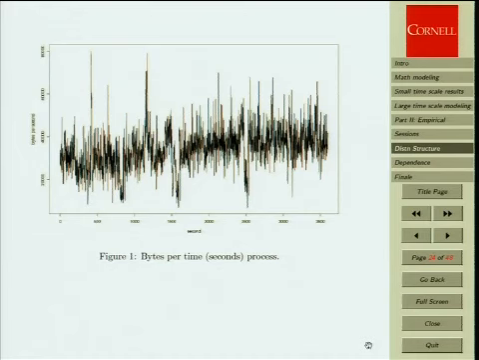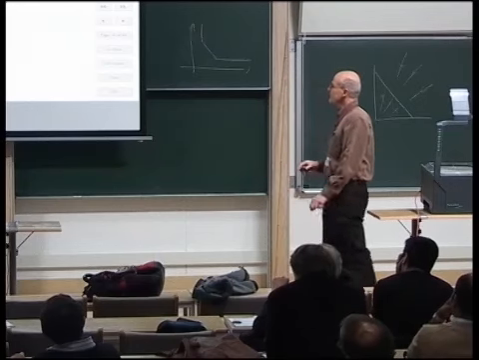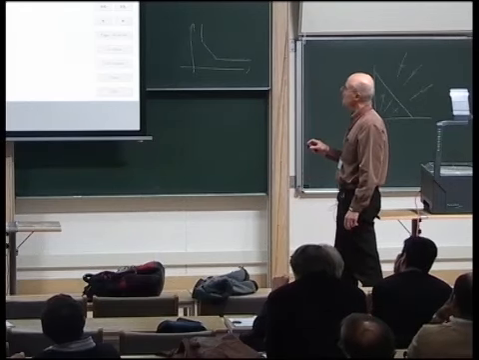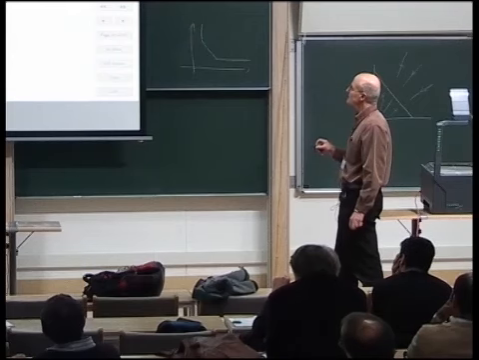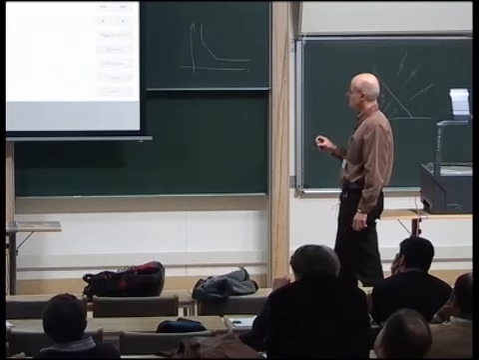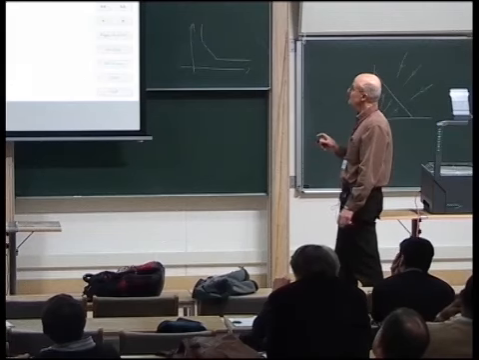This is supposed to convince you the data is bursty. This is just bytes per unit time. Time is running this way. Number of bytes per second is on the vertical axis, but I'm not going to deal with this. But this is why one might be interested in burstiness, obviously.